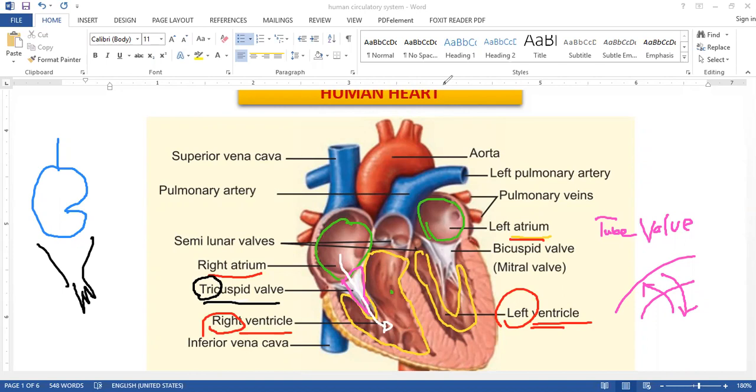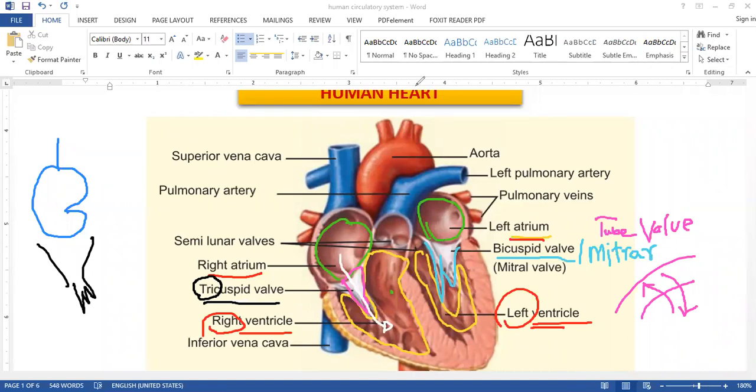Another valve is present between the left atrium and the left ventricle, and here is the valve. That valve is called the bicuspid valve. Another name for the bicuspid valve is the mitral valve. The mitre was the inspiration for this valve, and that's why we call it the mitral valve. It is present between the left atrium and the left ventricle.